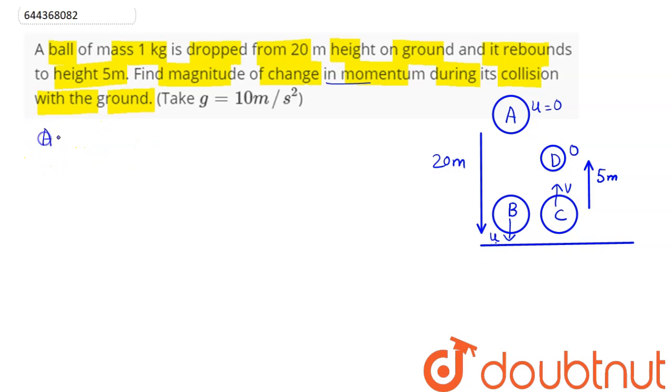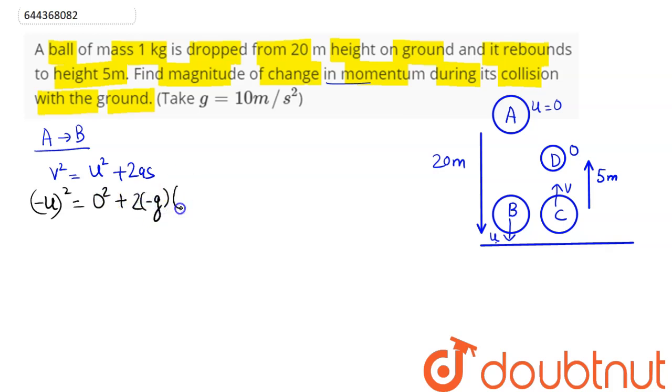So for A to B we can write v square equal to u square plus 2as. Here final speed is u, initial speed is 0, acceleration is g and displacement is 20. So u square comes out as 2 into 10 into 20, that is 400. Hence u comes out as 20 meter per second.